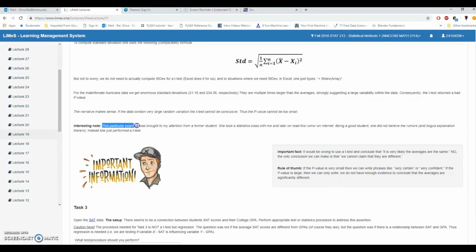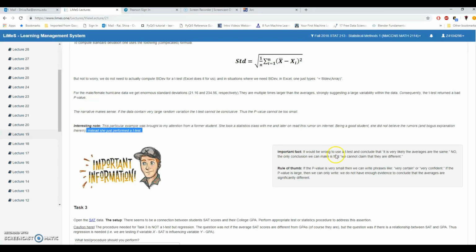Interesting note: this particular example was brought to my attention by a former student of my statistics class, who later read this rumor on the internet. Being a good student, she did not believe the rumors and the bogus explanation therein. Instead, she just performed a t-test. So for male named and female named hurricanes, we can do these kinds of things and be aware of the bogus explanation.